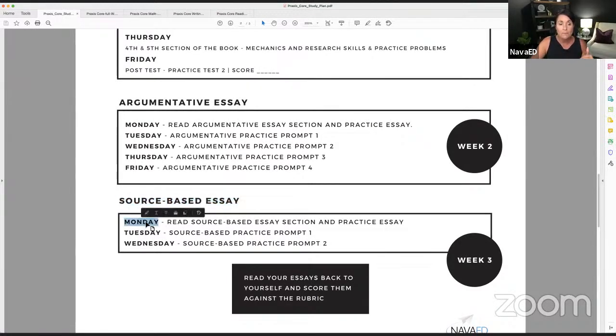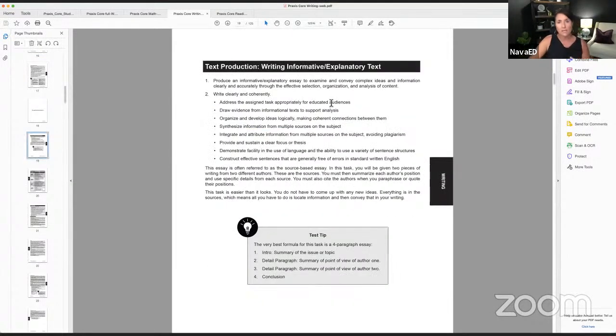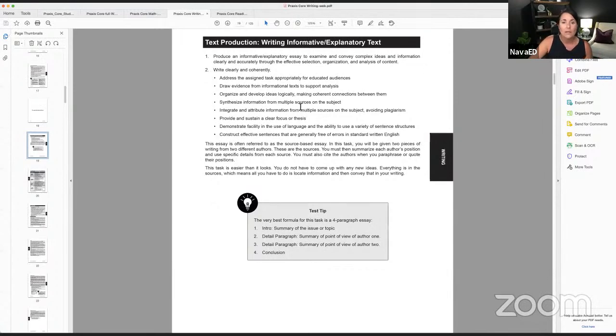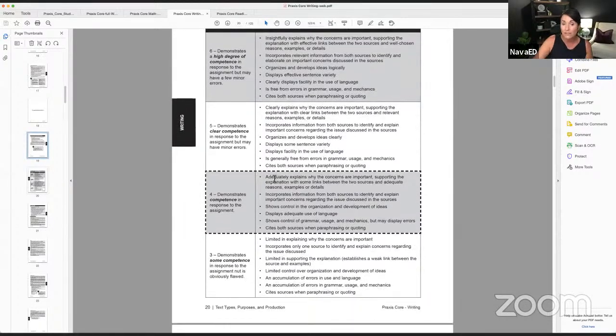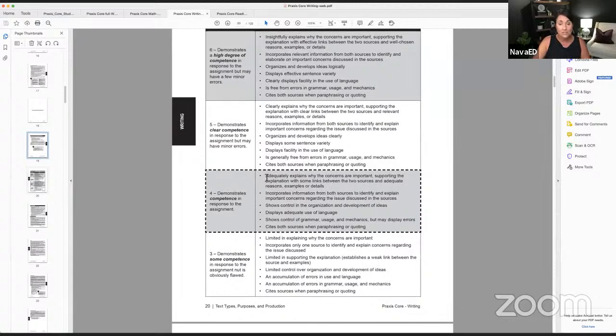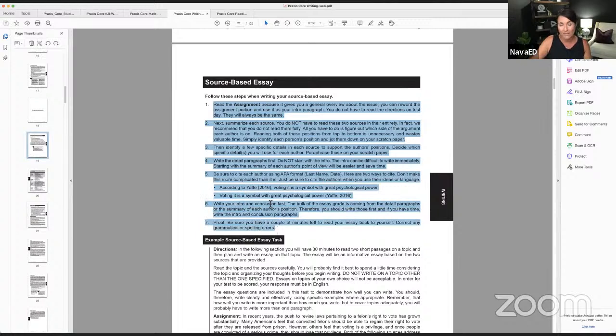All right, so on Monday, we're going to read, let's go to my writing section here. Sorry, let me go, here we are, source-based. It's called the informative explanatory text, but that's the source-based. So what you're going to do is focus in on this rubric, same thing as the argumentative, but this rubric's a little bit different because it's a different task. Remember, you only have 30 minutes for this, so you've got to keep it short and sweet, and you've got to practice to keep it under that time. And I have the steps to writing it here because the source-based is kind of crazy. And if you stick to these steps, it'll be really good.